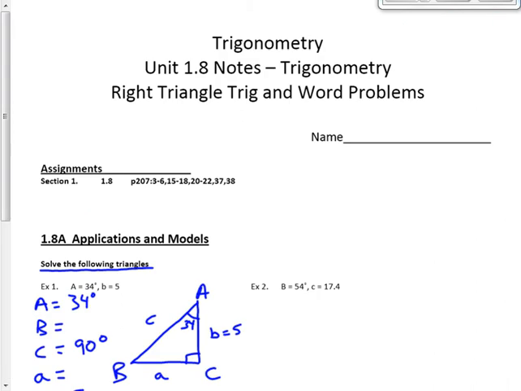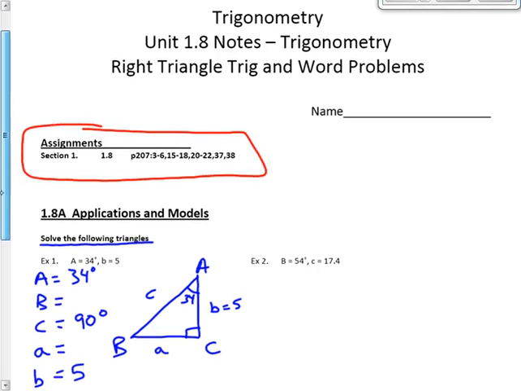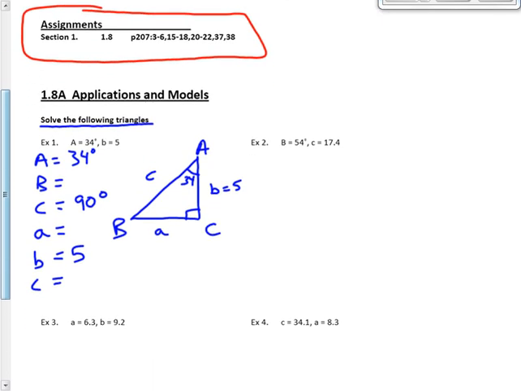So here's the assignment. If you are missing any quizzes, that's the assignment you're going to want to look at. That's actually going to be for 1.8b. 1.8a is going to be a worksheet that I'm going to show you in a minute here.